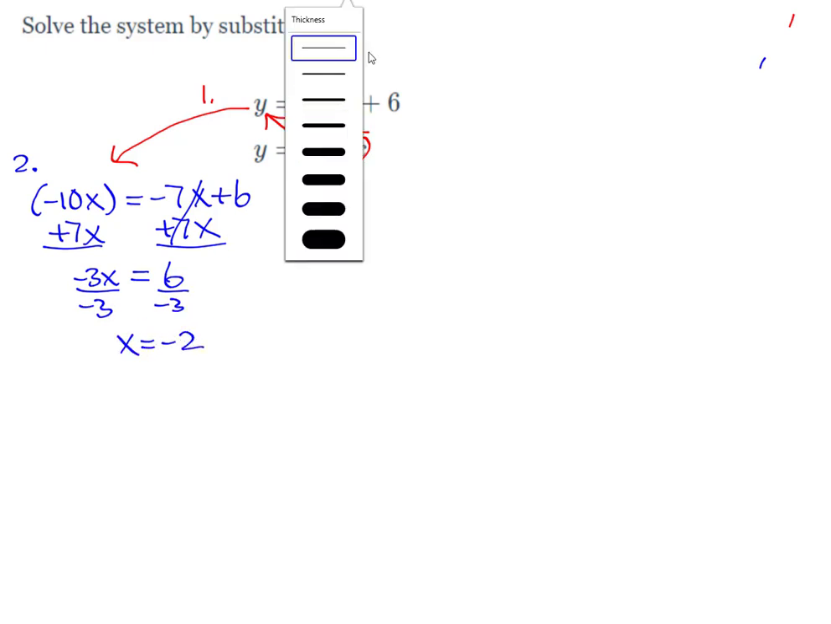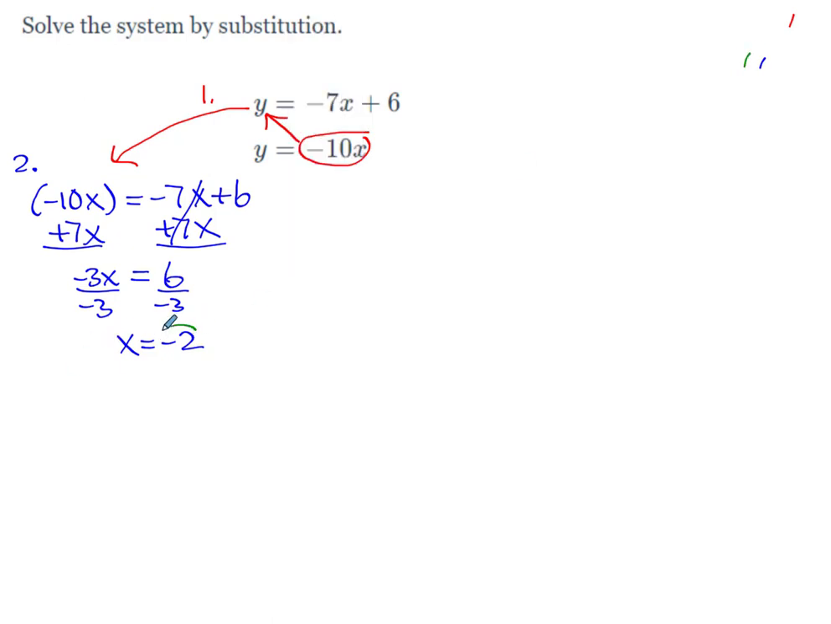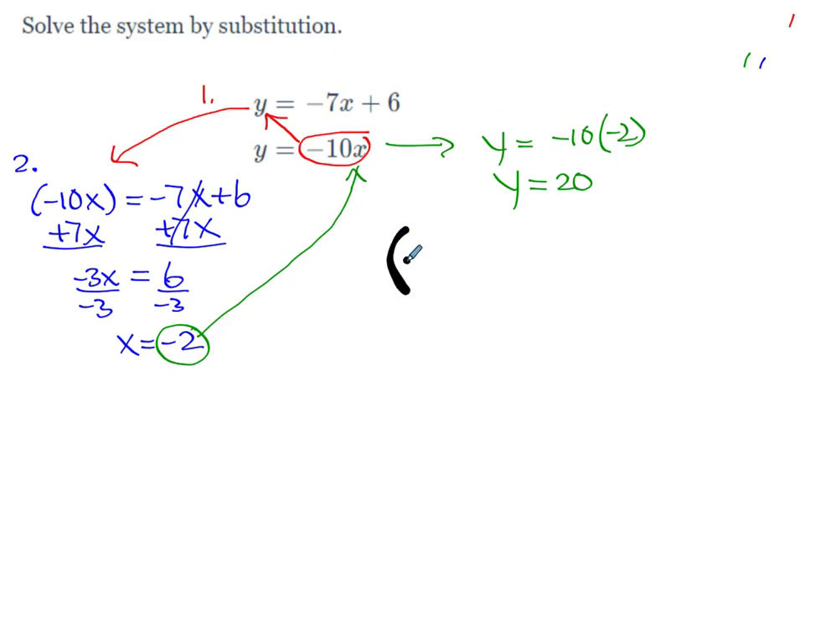Now that I have x equals negative 2, I can substitute that negative 2 in for x in the top equation or the bottom one. But again, the bottom one looks easier, so I'm going to go there. And so I would have y is equal to negative 10, parentheses, in goes negative 2 for x. And so I have y is equal to positive 20. Now I have a value for x and I have a value for y. So my solution as an ordered pair is negative 2 comma 20.